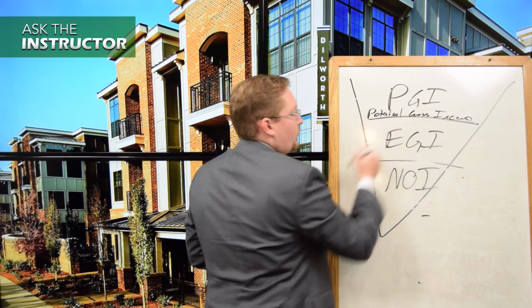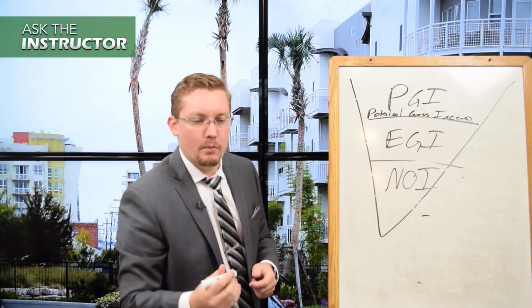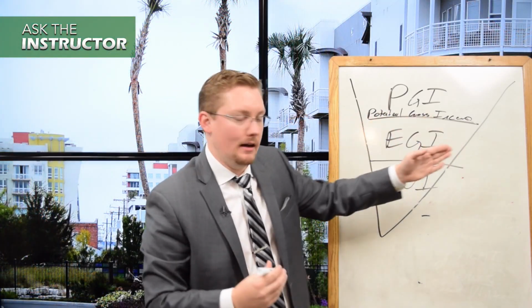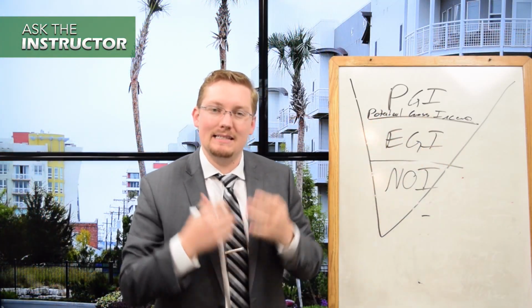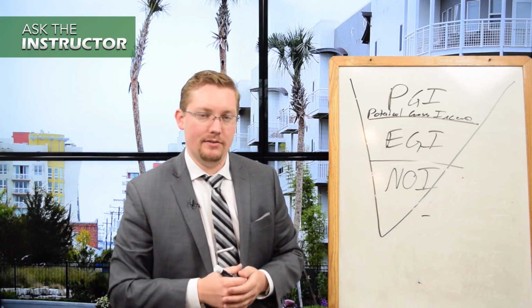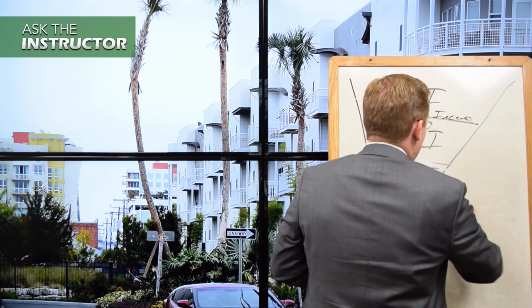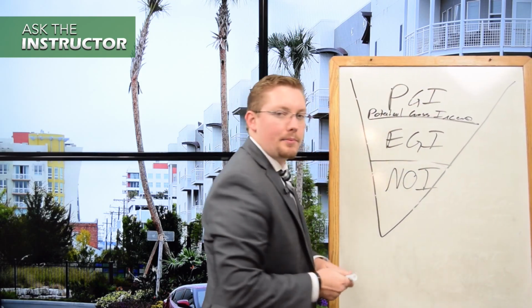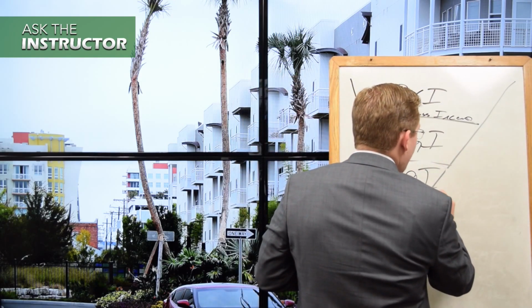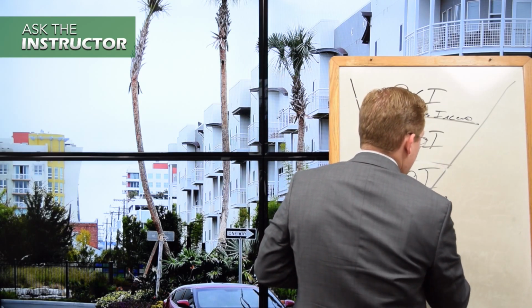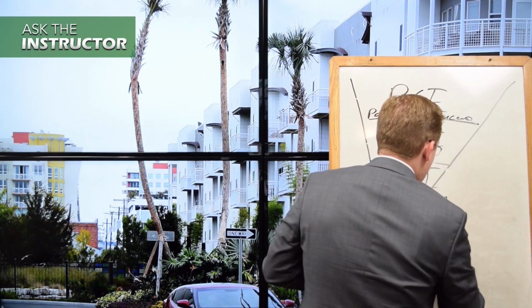Now this next word here, potential. So potential gross income, this is how much the property has the potential to generate. So let's do a little bit more complex example here with the property. Let's say we're looking at a property that has a combination of 1 bedrooms, 2 bedrooms, and 3 bedrooms.